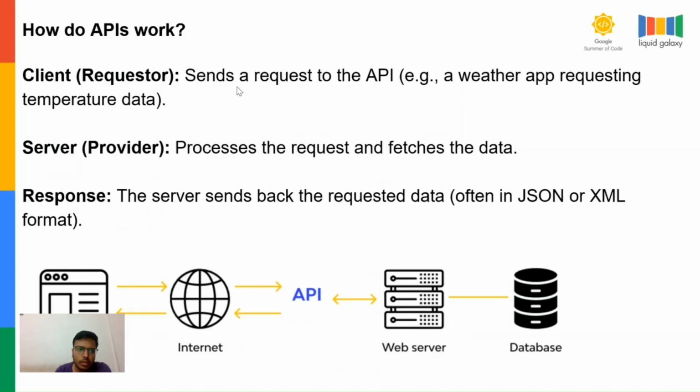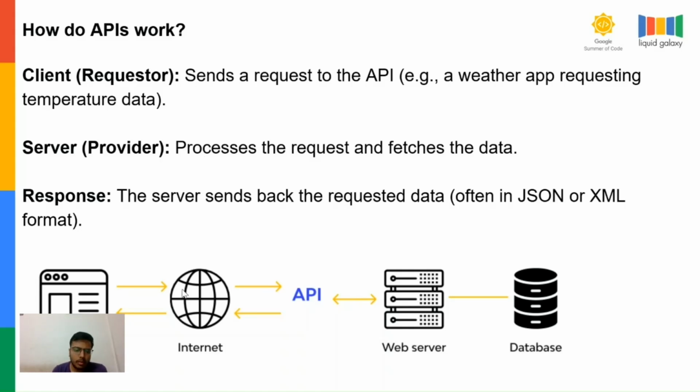So, how do APIs work? APIs generally consist of a client, a server, and a response. Apart from the text mentioned here, we can try to understand APIs in a nutshell. In simple terms, here's what happens. The client, or the requester, sends a request to the API. For instance, a weather app requesting the temperature data of a particular place. The server, which is generally the provider of the data source, processes that request and fetches the data. The response is returned by the server with the requested data. The request and response cycle is fundamental to how applications exchange data seamlessly.